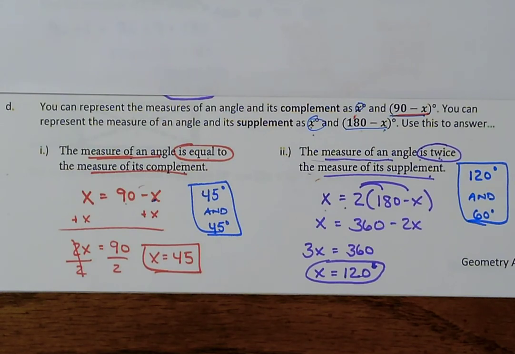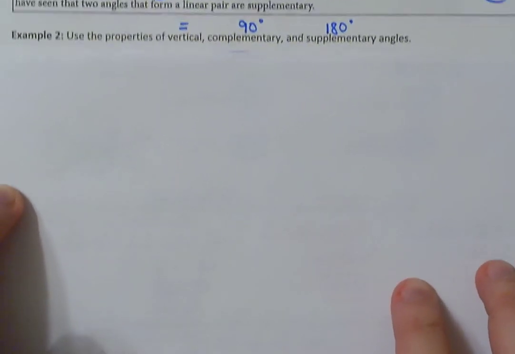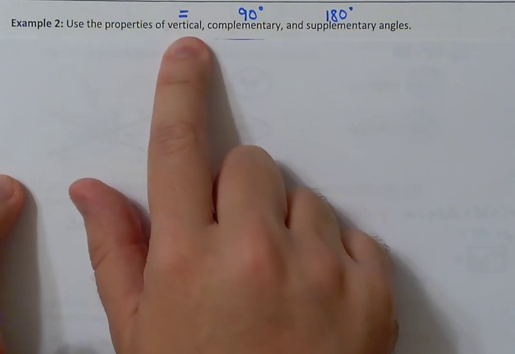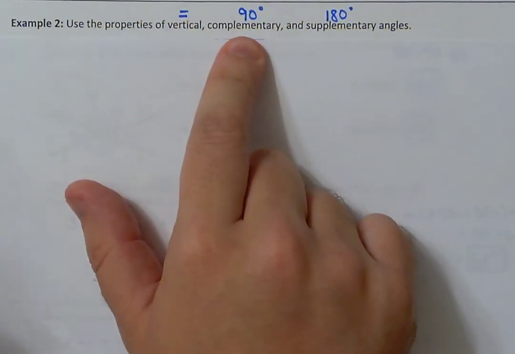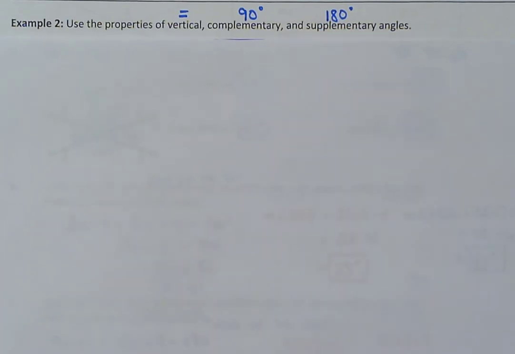All right, so that is it for our lesson on section 4.1 on angles formed by intersecting lines. Again, the key thing to remember is that vertical angles are equal to each other. Complementary angles add up to be 90, and supplementary angles add up to be 180. So that's the part that I want to leave you on. That is it for section 4.1, angles formed by intersecting lines.